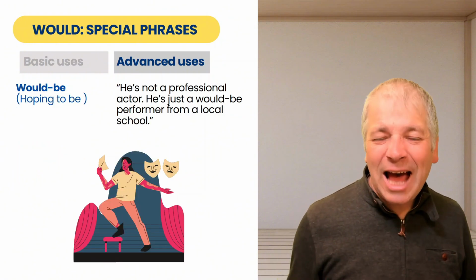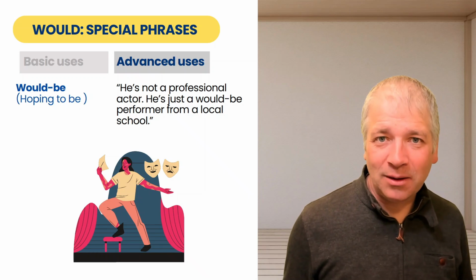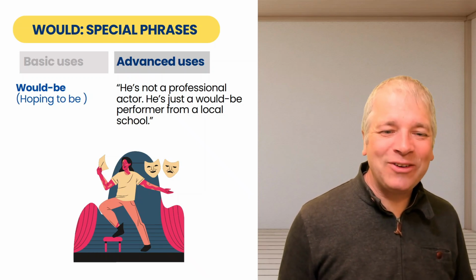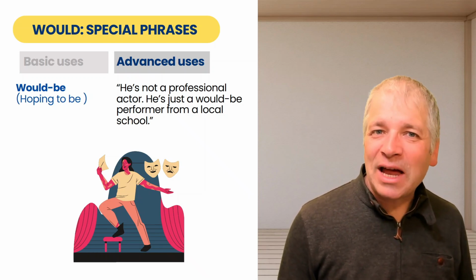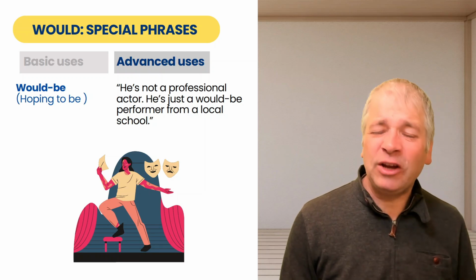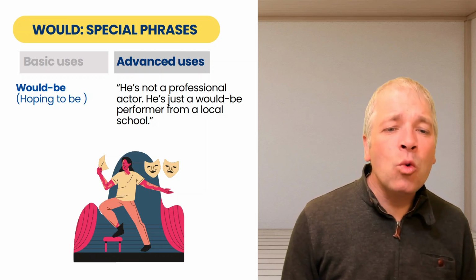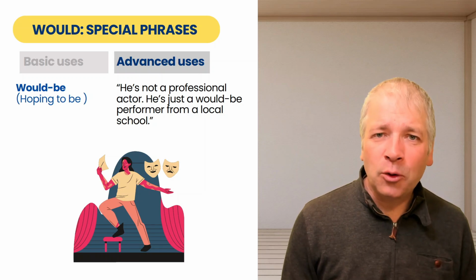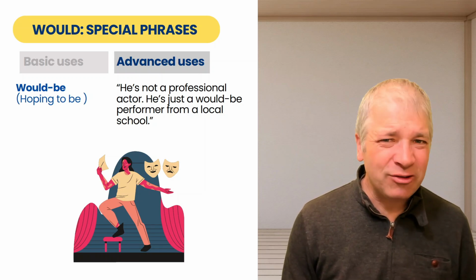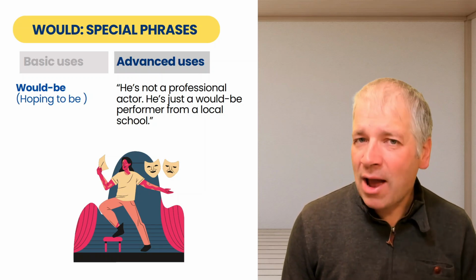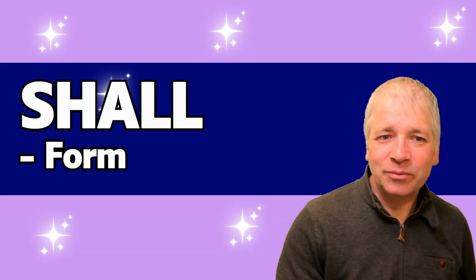Would be is an adjective that means hoping to be. This person here is pretending to be something that he's not. He's not a professional actor. He's just a would-be performer from a local school. He looks professional, but actually he's just a would-be. He's trying to become that.